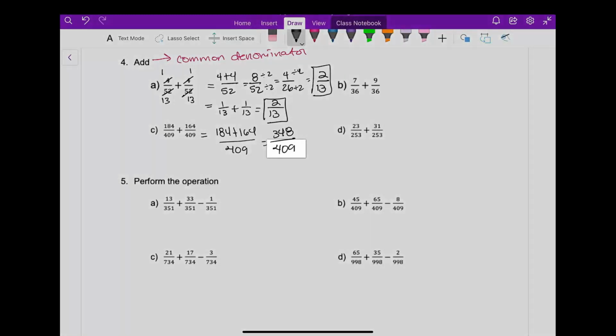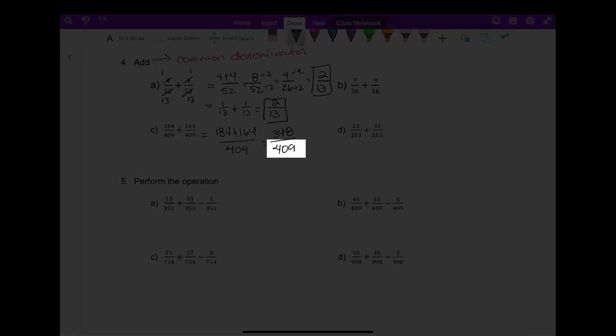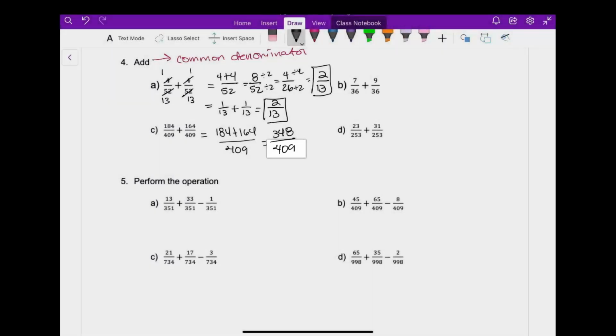So let's check the denominator. 4 plus 9 is 13. That cannot be divided by 3. Therefore, I believe that this is as simplified as it can be.